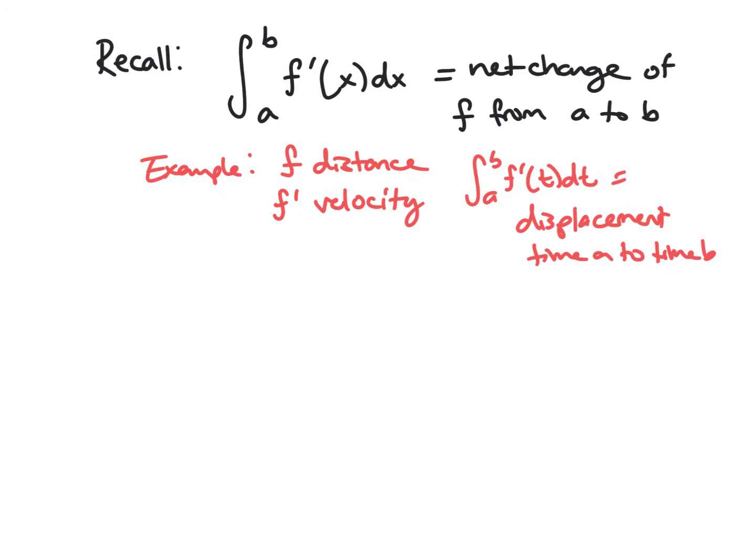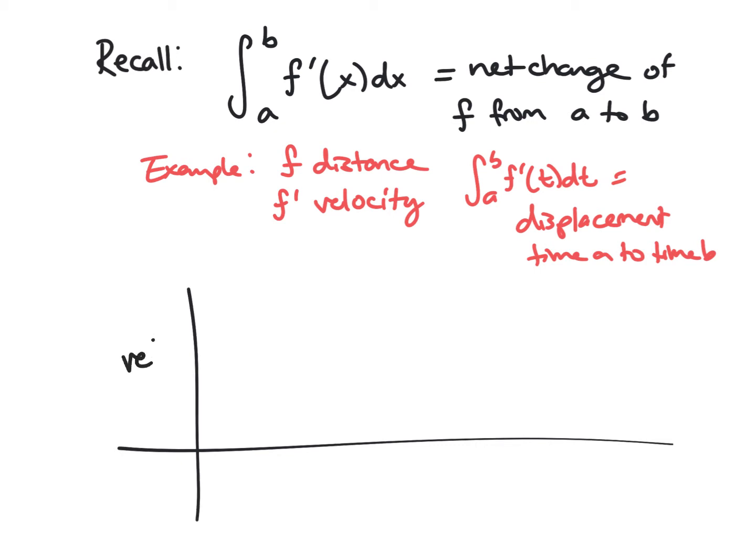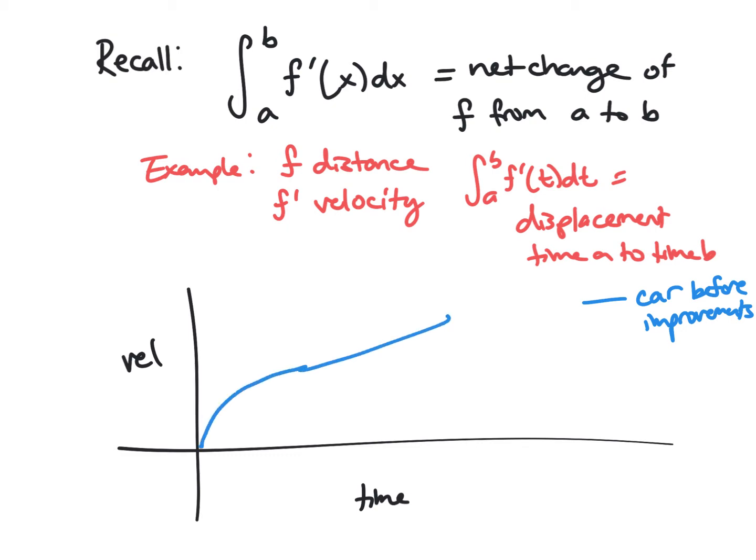Well, let's consider the following situation. I'm going to start with a graph, and we'll have the y-axis be the velocity, and we'll have time down here. And then we'll look at two different things. First, we're going to look at what our car is capable of before we soup it up. So before improvements, let's say its velocity, if we are trying to accelerate it, say, to go from 0 to 100, maybe looks something like this.